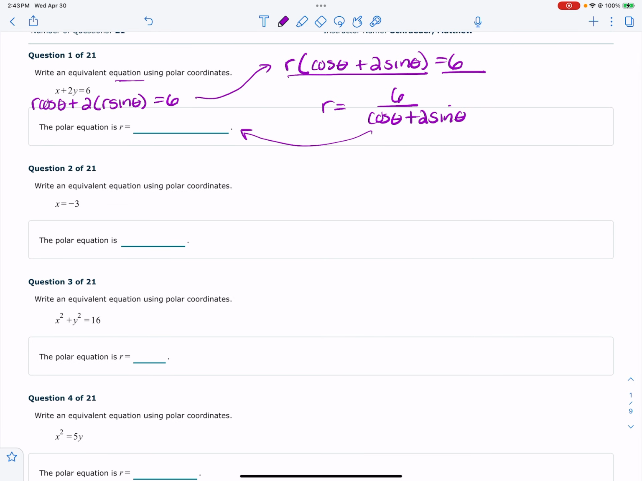Okay, let's go to number 2. We have x equals -3. Remember, x is r cosine theta. So to solve that for r, all we do is divide by cosine theta, and we'd have r equals -3 over cosine theta. However, 1 over cosine theta is equal to secant of theta, so technically we should switch those out. I do not know if Alex would accept -3 over cosine theta.